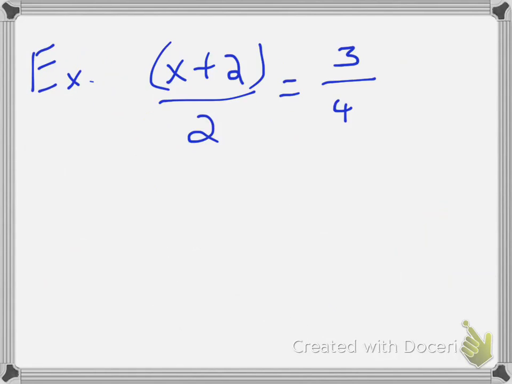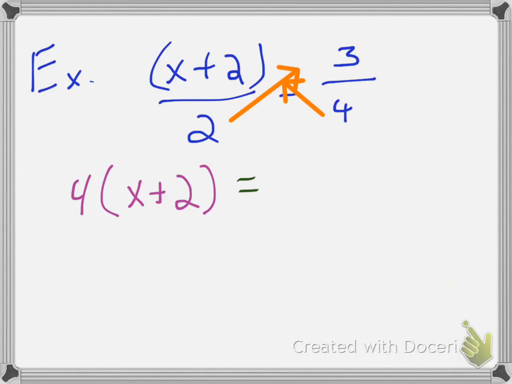Let's do a harder one. Now this one's a little bit harder. We're going to do 4 times that. Now I'm going to write this down. 4 times x plus 2. Because that's what we're doing. And then equals 3 times that. 3 times 2, which is 6.